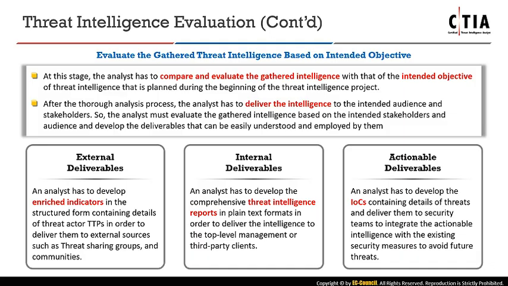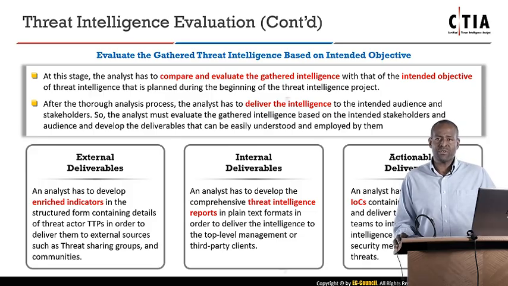And this is going to be going to top-level management or third-party clients that are intrinsic to our threat intelligence process. The next type of deliverable is an actionable deliverable. And so we'll develop ROCs that have our details of threats and deliver them to our teams who are going to take that information and integrate it into some type of actionable intelligence. And it's going to go right along with our existing security measures. It's going to add to them, and it's going to be used to help us avoid future threats.